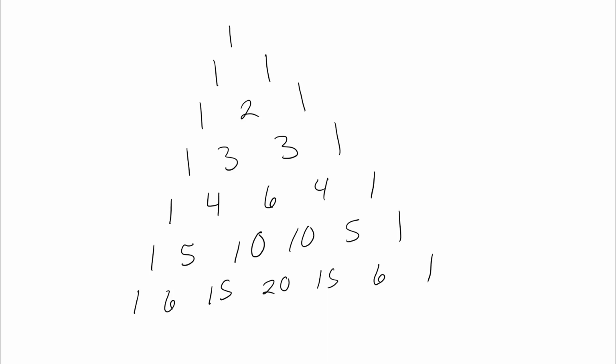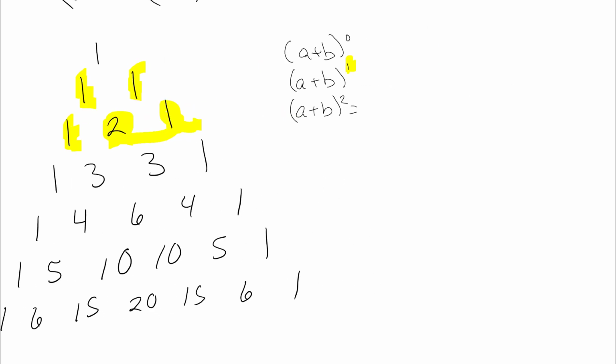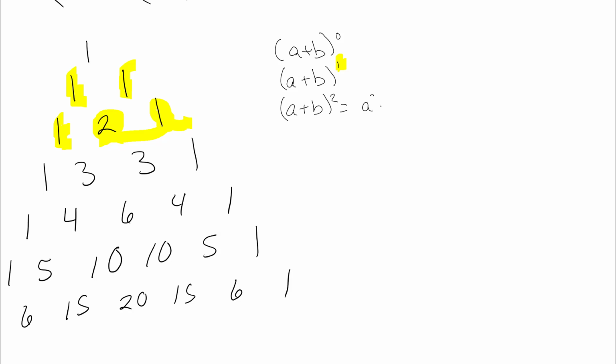So this is all kind of related in that if you have, let's say, a plus b to the 0, you get 1. If you have a plus b to the 1, then you get 1a plus 1b. If you have a plus b squared, that gives you 1a squared plus 2ab plus 1b squared. Does that make sense? Let's move this over so we can play.